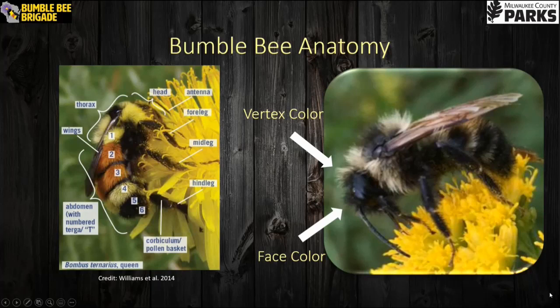The thorax is the middle section of the bee, and this is where the legs and wings attach. Look at the coloration and pattern of the thorax to help identify species.